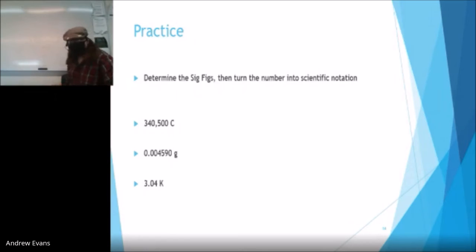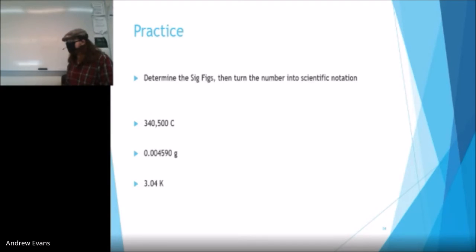4.5 e to the negative 3. And then 3.04, it's one of those weird ones. 3.04, there is a decimal. So we take the first non-zero on the left, 3, count to the right, so there's 3 sig figs. All numbers are significant. There is no non-significant number.